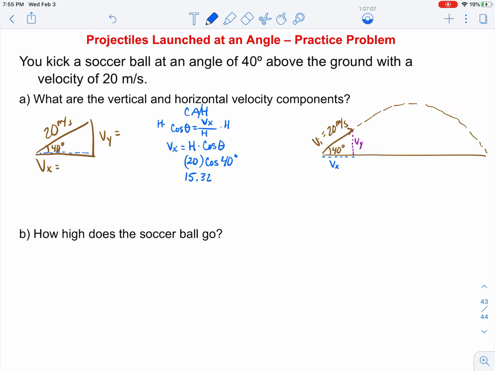There are more digits in my calculator, I'll just write a few of them down. So on my triangle over here, 15.3 and so on meters per second is the horizontal speed.